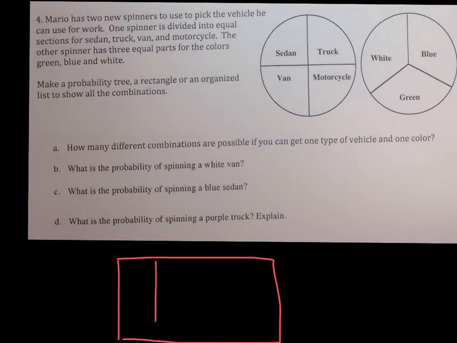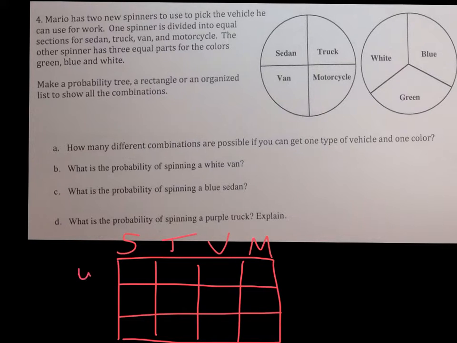I've got 4 choices for my type of vehicle. I have a sedan, a truck, a van, and a motorcycle. And then I've got 3 choices as far as colors go. We've got white, blue, and green. So using a rectangle when there's only 2 different options is kind of nice. It just helps us organize it better.